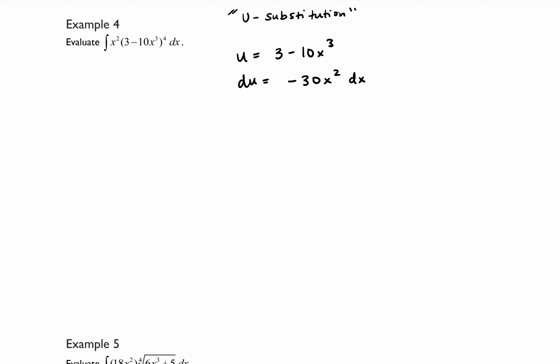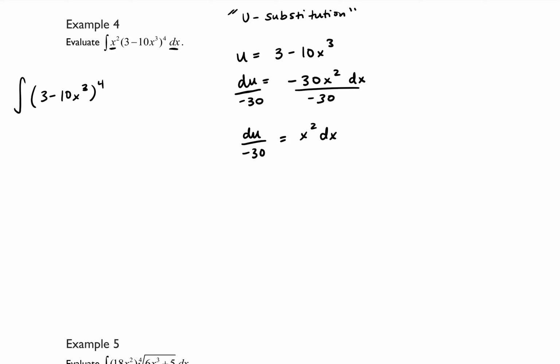And I'm going to divide both sides by negative 30. So now we get du over negative 30 is equal to x squared dx. And the reason I divided by negative 30 on both sides is because I have the x squared here and the dx here. So let's rewrite this. I have 3 minus 10x cubed to the 4th power times x squared dx. And now I can replace this thing with du over negative 30, and this is what I originally made u.